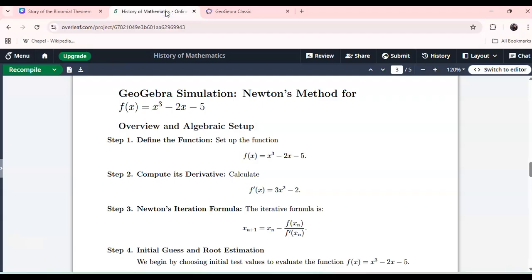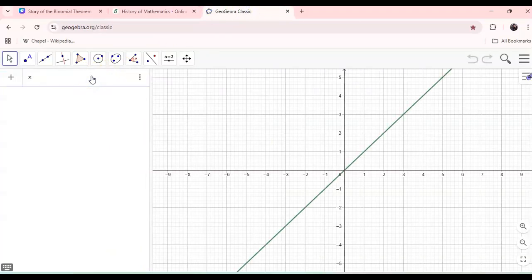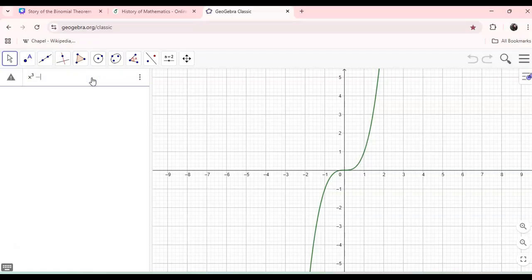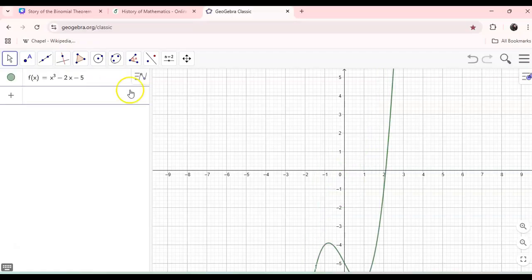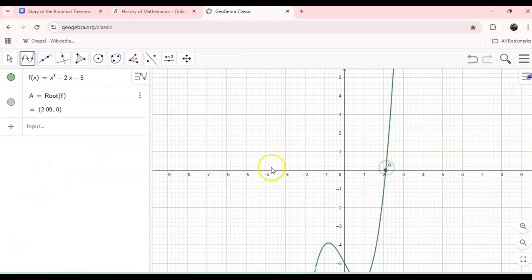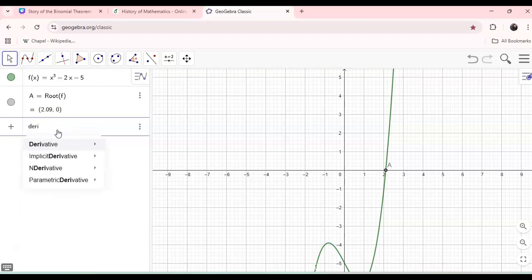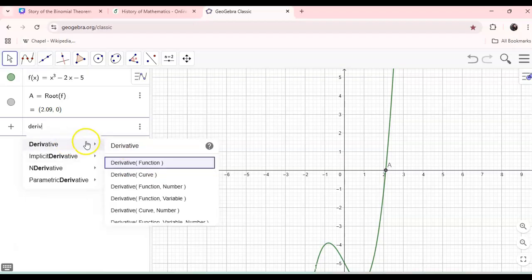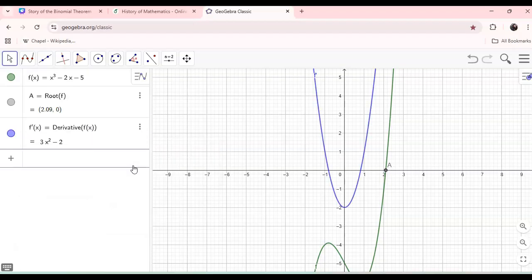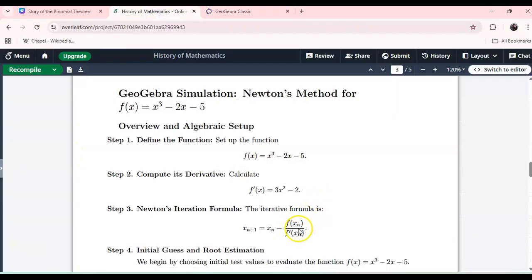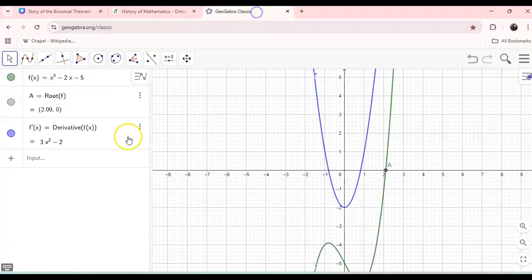And then we set up the function. So we have x cubed minus 2x minus 5. Then we get the root: this function intersects with the x-axis at this particular point here. Let's get the value of that point. Our root is 2.09. Next, we're going to get the derivative of the function. So we have 3x squared minus 2, and we use the iterative formula of Newton.